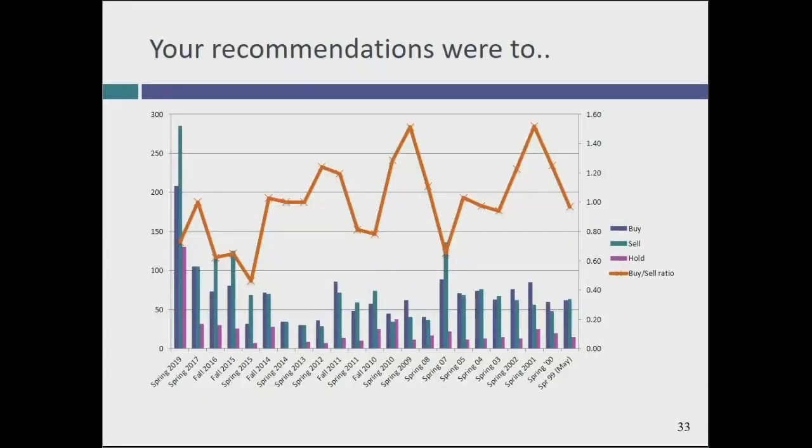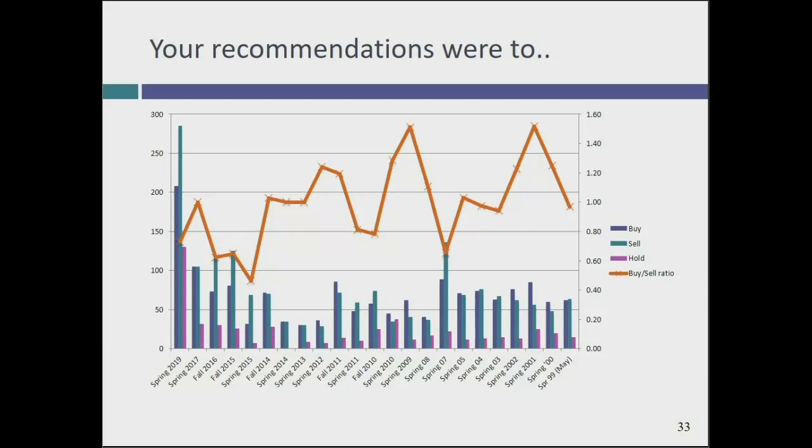So here are your final recommendations. There's the 2019 group, because you have two classes. There were 208 buy recommendations, about 270 sell recommendations, and about 135 hold recommendations. The ratio of buy to sell was about 0.7: for every sell, there were 0.7 buys. So sells outnumbered buys.